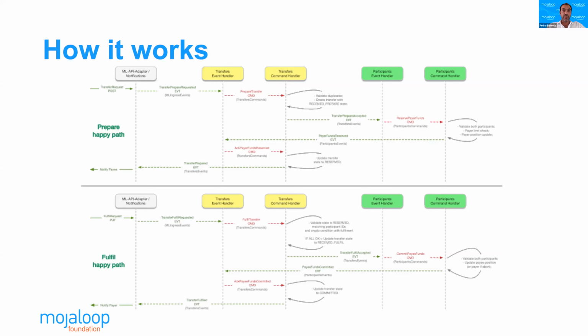So I know it's a bit busy, it's difficult to read, but this will show the split between the transfers and the participants. This is a saga choreographed strategy where no part knows about the whole transaction, and all parts know how to react to events that happen on the outside and do their own thing.